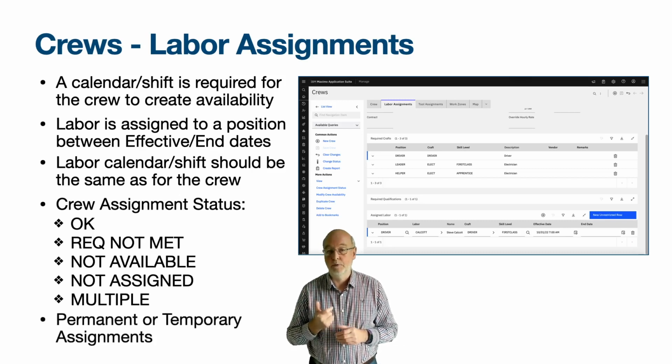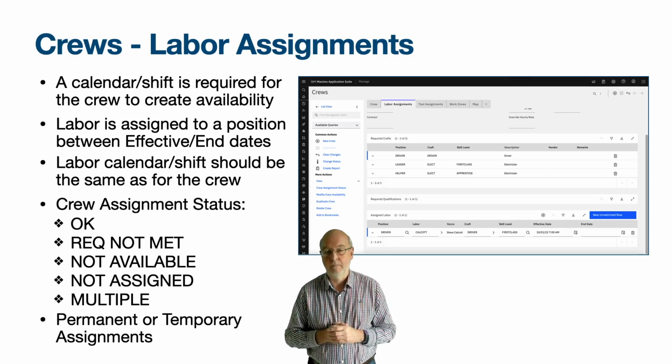Answering yes performs a permanent replacement. Calcott will no longer be on the crew from Libri's effective date. Answering no performs a temporary replacement for the period when Libri is being placed on the crew. Maximo creates a new labour assignment for Calcott, starting the period when the temporary replacement with Libri ends.